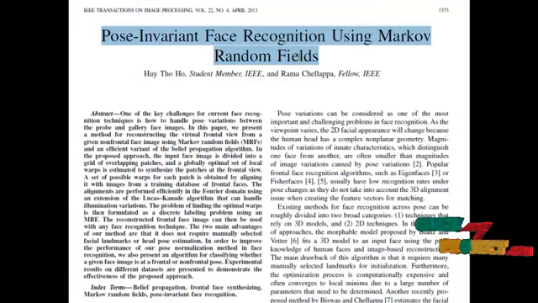Pose-invariant face recognition using Markov random fields. We provide a new method for reconstructing the virtual frontal view from a non-frontal face image using Markov random fields, that is MRFs. In this approach, the input face image is divided into a grid of overlapping patches. In order to improve the performance of our normalization method in face recognition, we also present an algorithm for classifying whether a given face image is at a frontal or non-frontal pose. An SVM classifier is used to classify whether the given image is frontal or non-frontal.